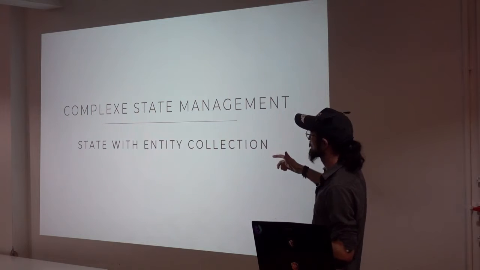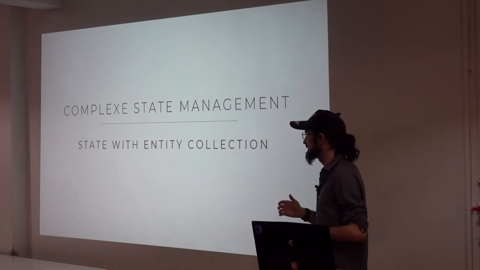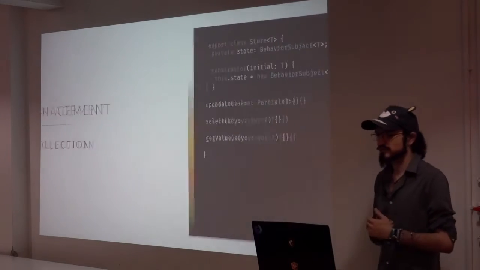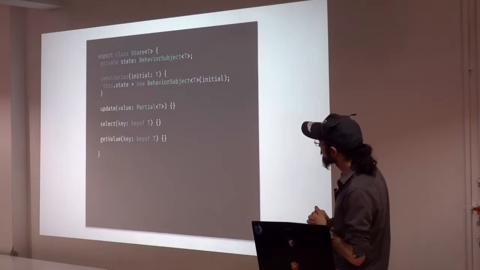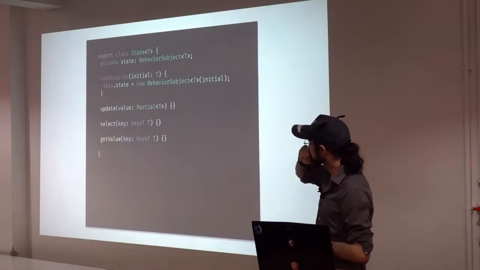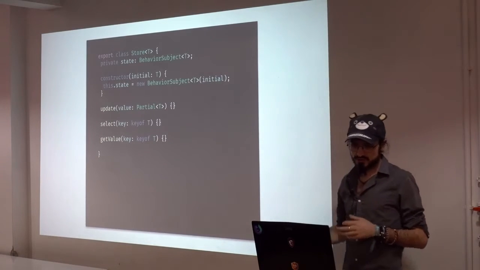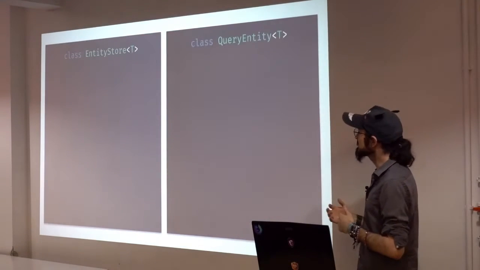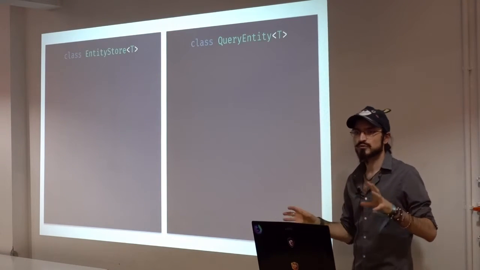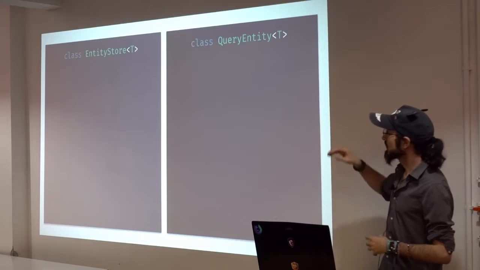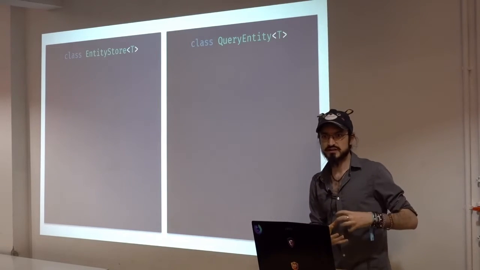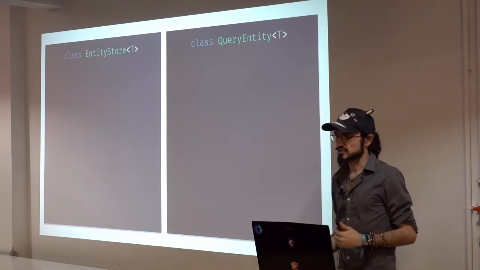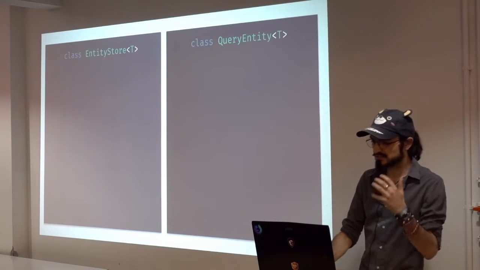But what happens when it comes to complex state management, like state with entity collections, stuff like that? It's a little bit harder. So let's take a look at our previous examples. We have this store here, this generic stuff, and we have three methods. When it comes to entity state, you may want to separate the concern out of it. You want to have a store to store and update the data, and a query to get notified by the change, or query the data inside the store.